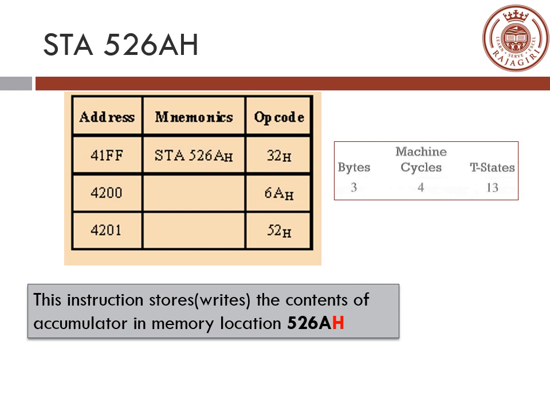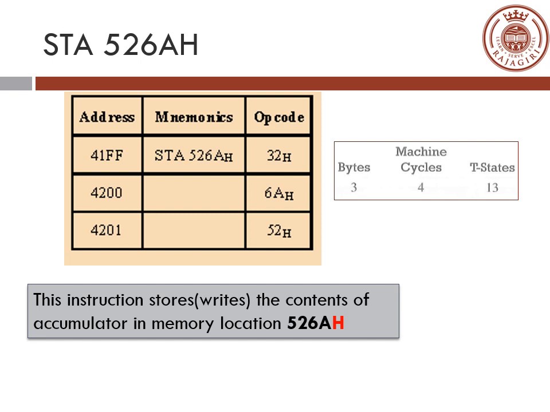Okay, so in the memory addresses 41FF, 4200, 4201, using the 3 addresses you will be storing this particular instruction. So in 41FF you are having the opcode 32. When the microprocessor fetches this value, the opcode, right now the opcode is 32. So the processor understands that this is an STA instruction.